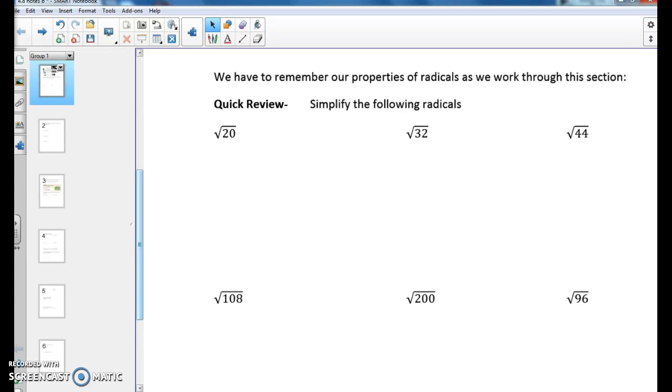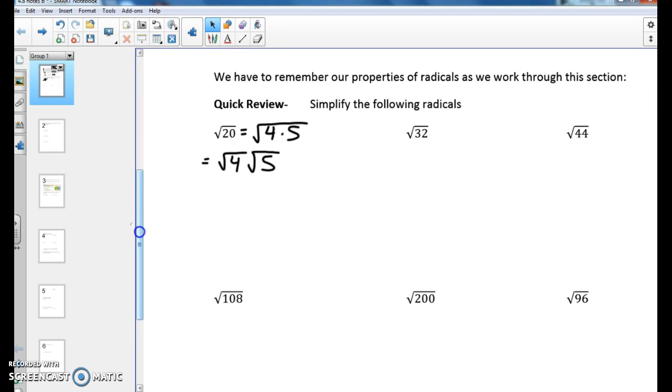So a quick review here. We're going to go through these real fast. Simplifying radicals. Whenever you simplify a radical, like this first one here, square root of 20, we want to break that down into two factors of 20. And ideally you're looking for at least one of those factors to be a perfect square, such as 4. The reason we do that is because then we can treat this as the square root of 4 times the square root of 5, once we've broken it up like that.